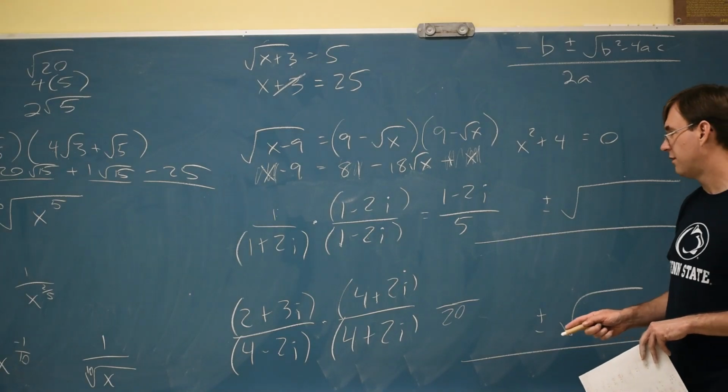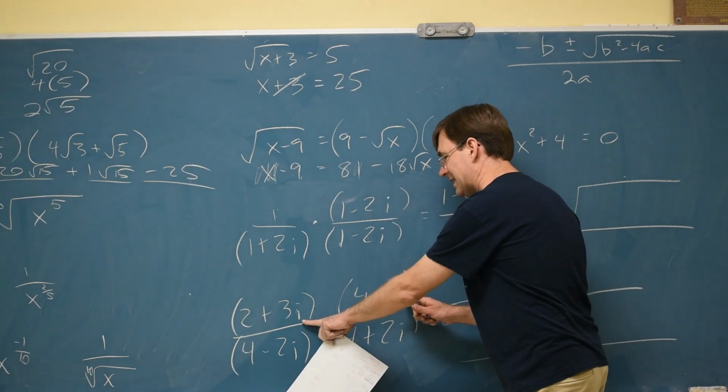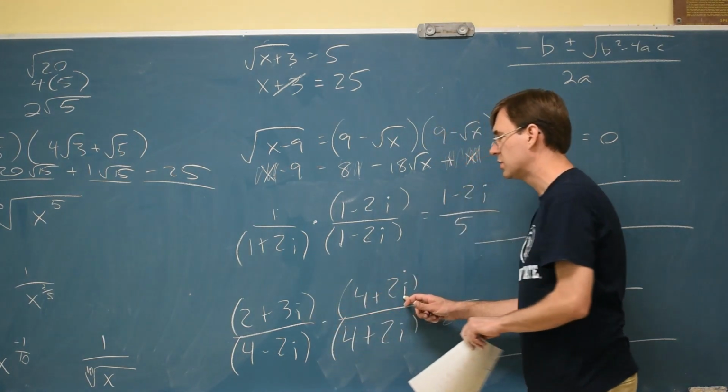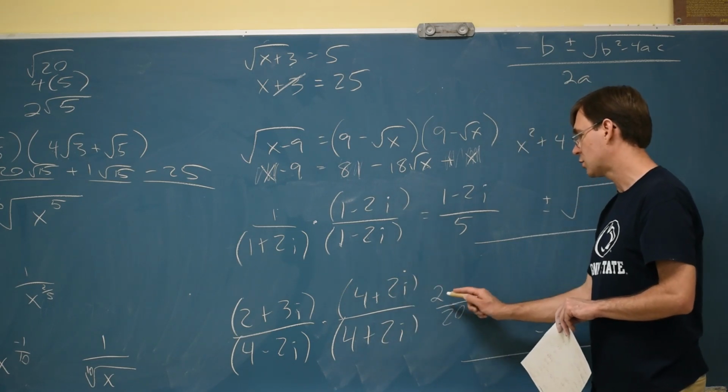On the top, you'd have to FOIL. This would get us an 8. This would get us a 6i squared, which is really a negative 6. So an 8 and a negative 6 would be a 2.